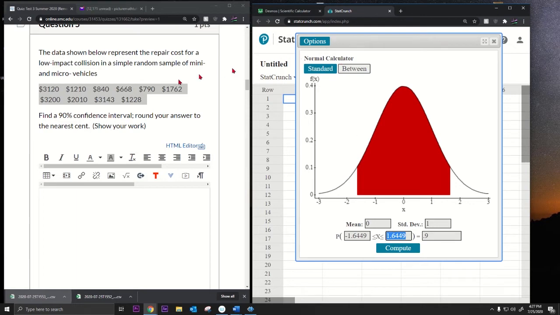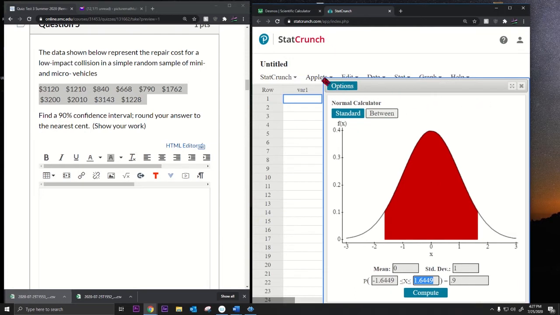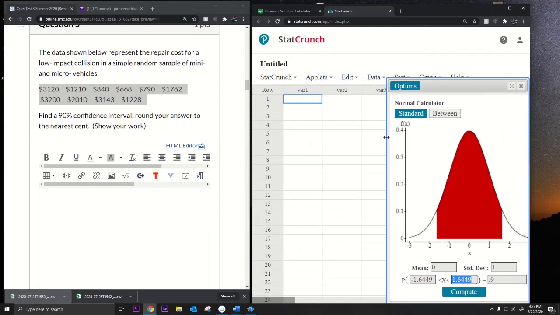And I also need the mean and standard deviation, don't I? I just realized that I need the mean and standard deviation. I think, do I have it somewhere?